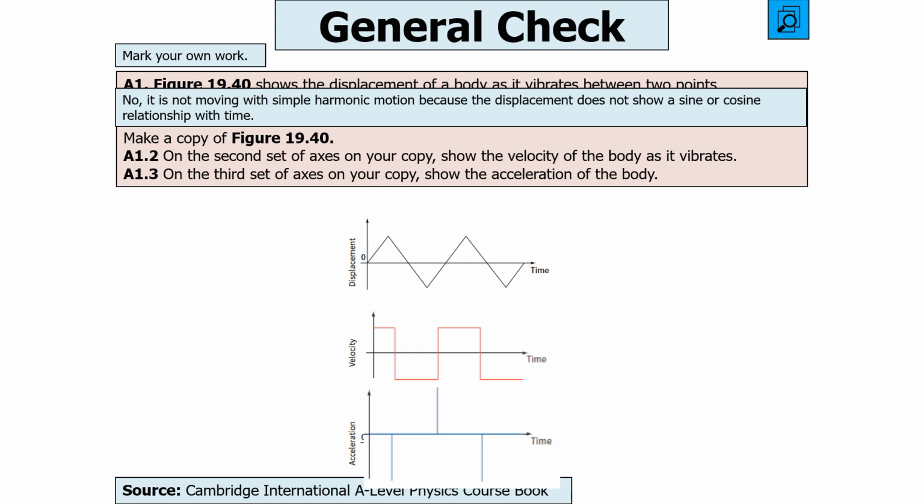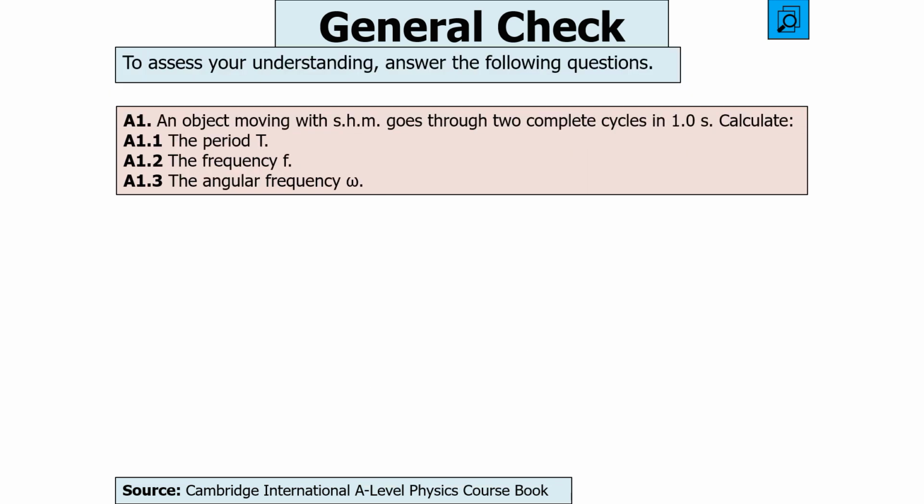Now you'll note that the acceleration is in the opposite direction to the displacement, as shown in the displacement time graph. So when the displacement is positive, the acceleration produced will be negative, and it works through as shown. The next question says, an object moving with simple harmonic motion goes through 2 complete cycles in 1 second. Firstly, calculate the time period, then the frequency, and then the angular frequency. So pause the video now, then unpause the video when you want to go through your answer.